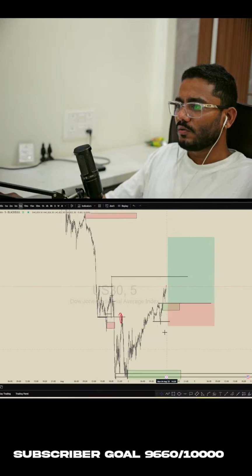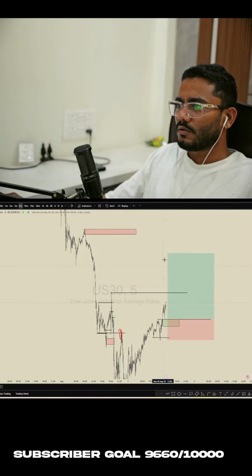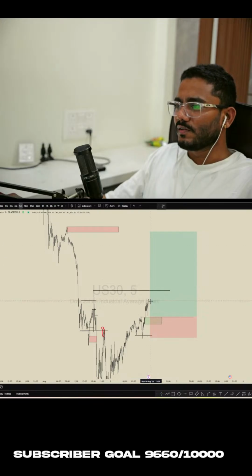Stop loss below this low. And we can target the next high, it's around 1:4. So this is a continuation trade, so break this previous high. Next high we target. Something like this.